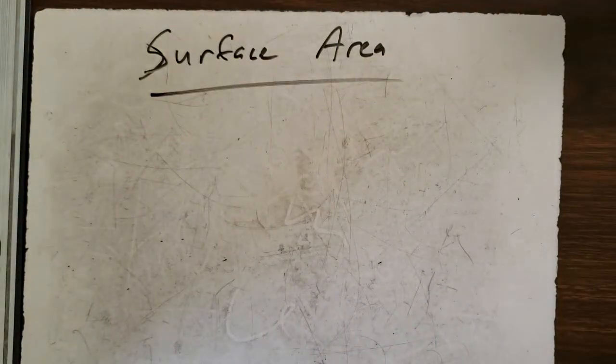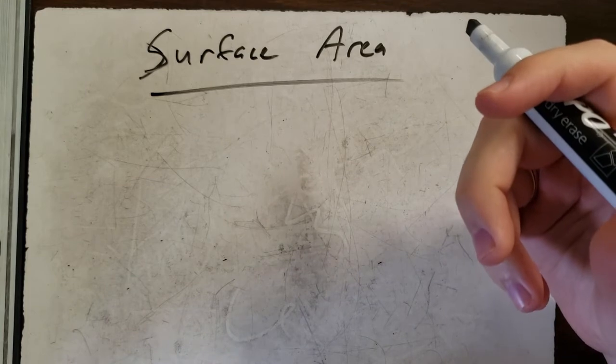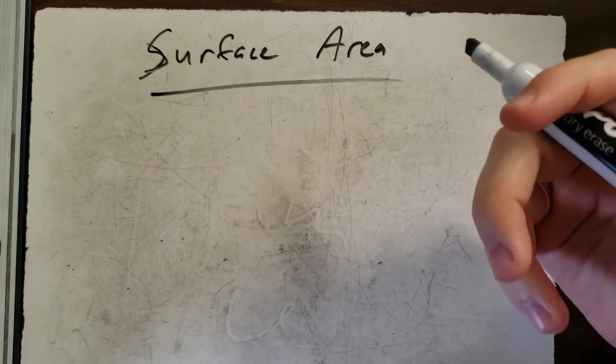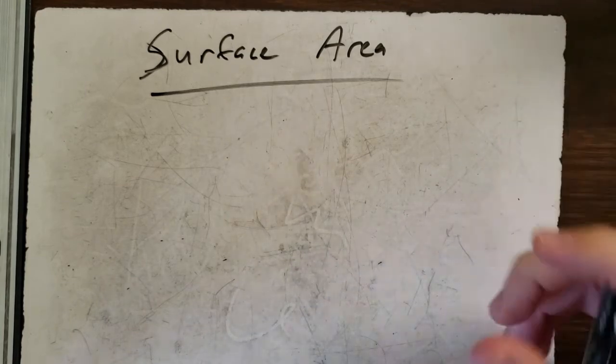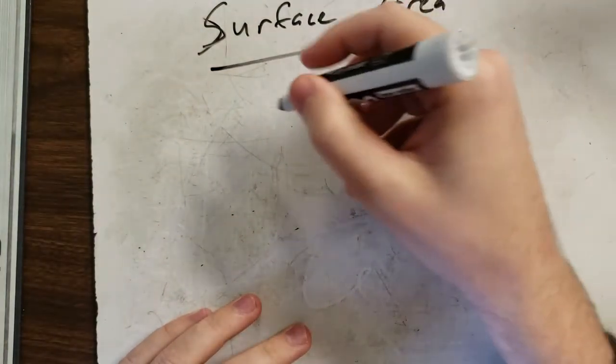So there are three shapes we're going to use for surface area, okay? There's a rectangular prism, a cylinder, and a sphere, or in other words, a box, a can, and a ball, okay? So let's start with the box, okay?